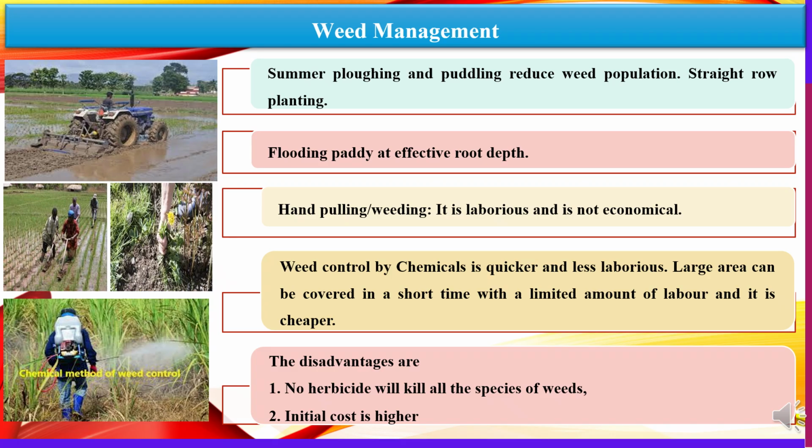Manual weeding. Hand pulling or weeding is an effective method for small plots. However, it is labor-intensive, time-consuming, and less economical for large-scale cultivation. Chemical weed control. Herbicide application is a quicker and less laborious option, allowing large areas to be treated in a short period with limited labor. It is often more cost-effective in terms of labor savings.